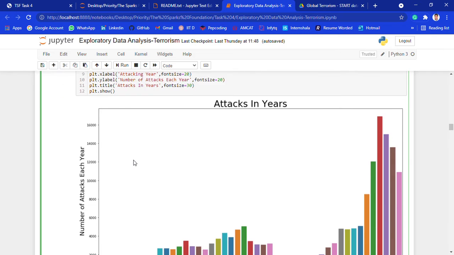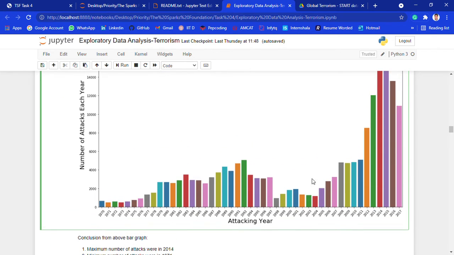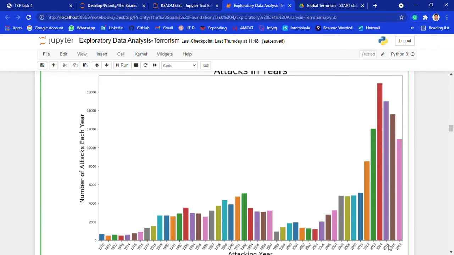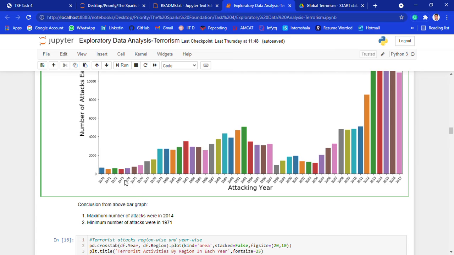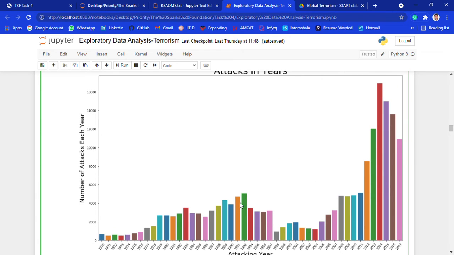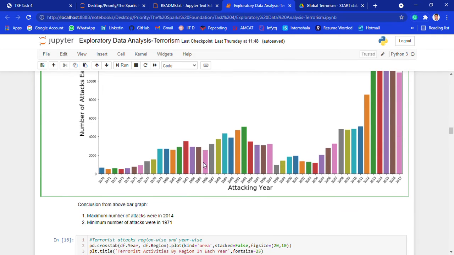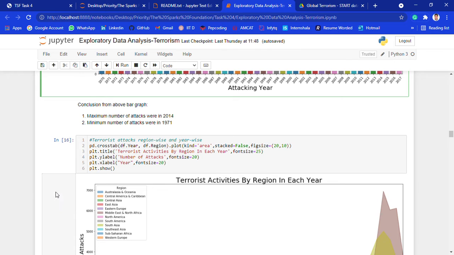We can clearly see that the maximum number of attacks was in the year 2014, and the minimum number of attacks was in 1971. From here you can see that this graph is actually increasing day by day, so it's a very threatening and alarming situation for us right now.